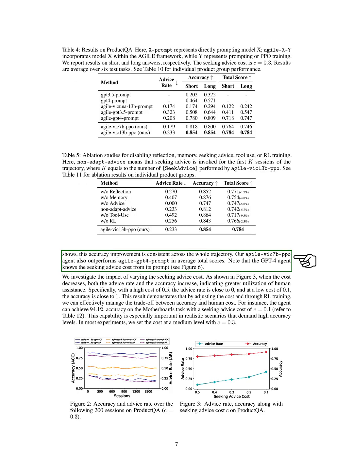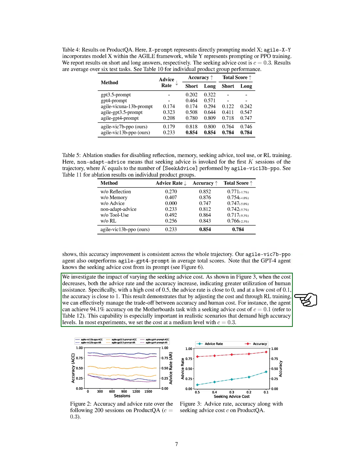Notably, AGILE Vic-13B PPO achieves 7.4% higher accuracy in short answers than AGILE GPT-4 prompt while using a similar number of seeking advice instances. Our AGILE Vic-7B PPO agent also outperforms AGILE GPT-4 prompt in average total scores. We explore the impact of varying the seeking advice cost and observe that decreasing the cost leads to increased advice rate and accuracy, indicating better utilization of human assistance.